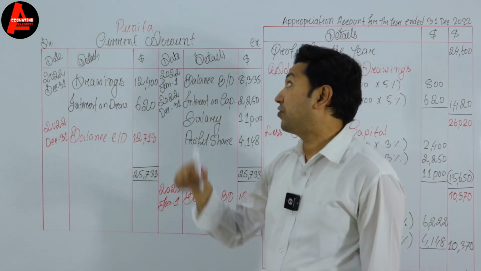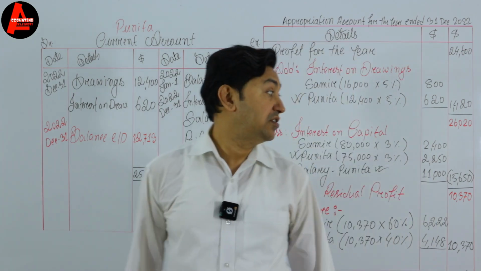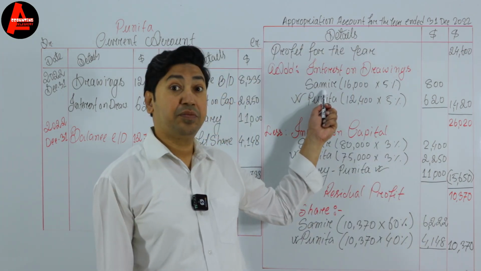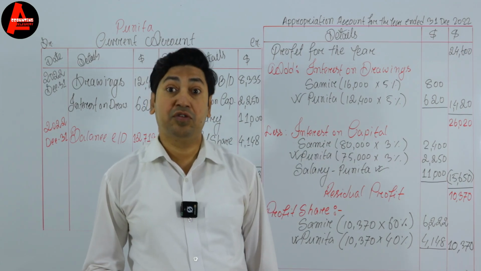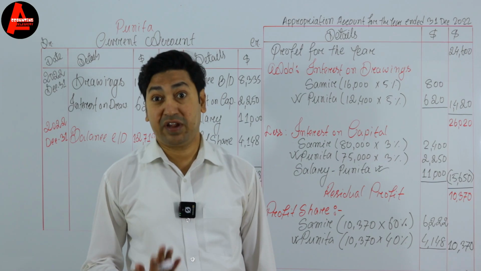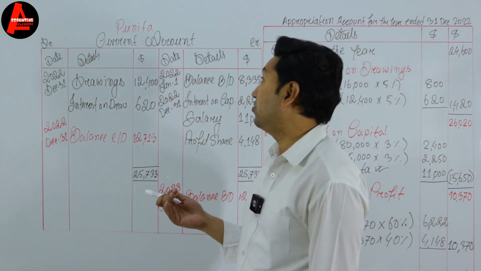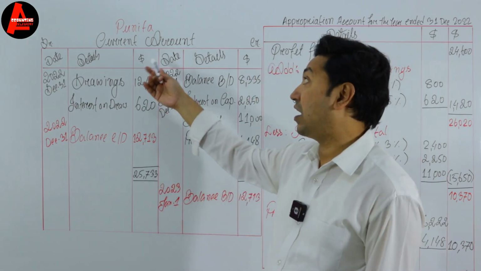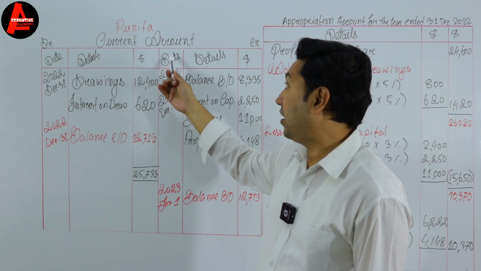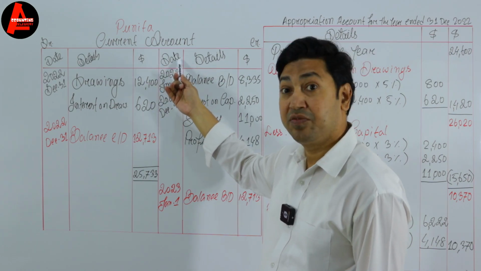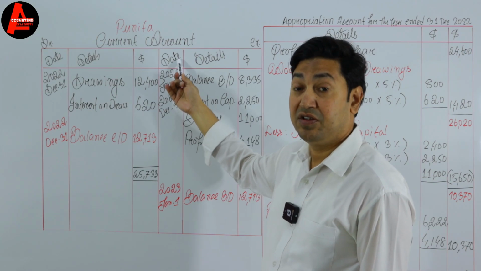I did it for Punita, you try at home for Samir, this other partner. It is not like you always have to do each current account separately. Sometimes you need to do it together. In this case you need to make dollar columns side by side. For example, this one for Punita, and if you make one more dollar column here, it will be for Samir.